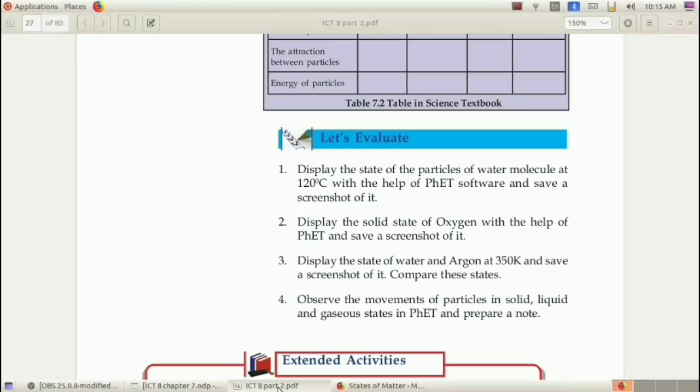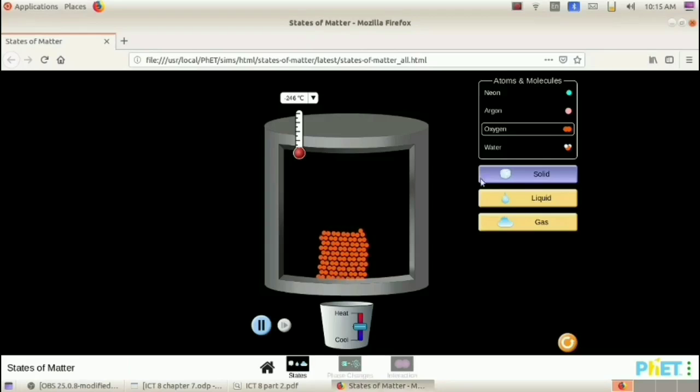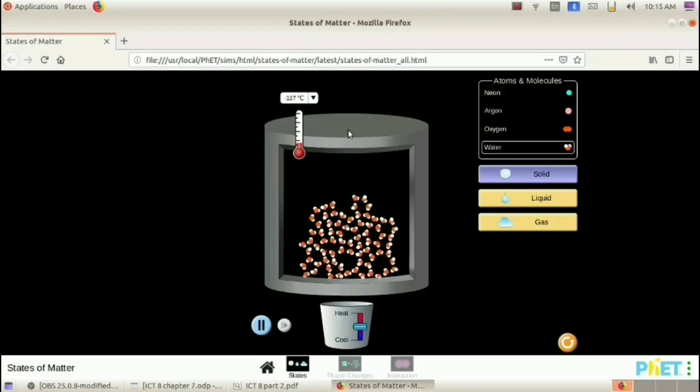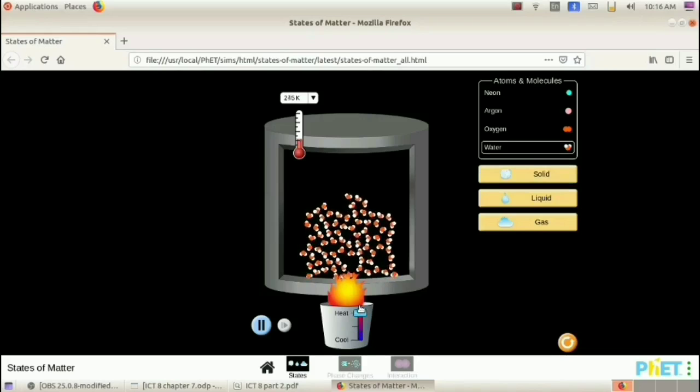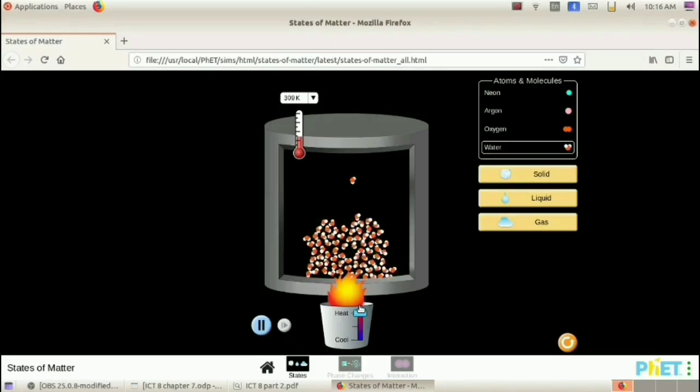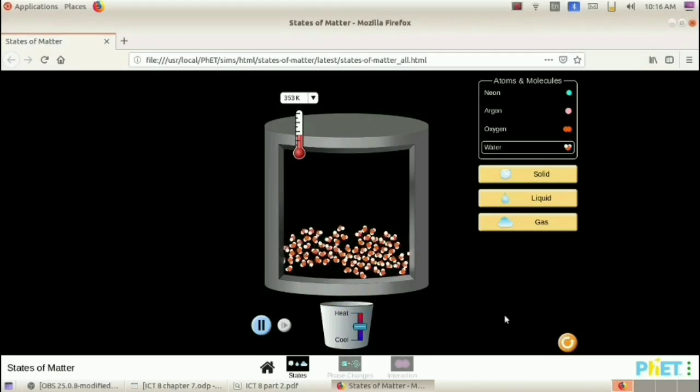Now let's move on to our third question, that is display the state of water and argon at 350 Kelvin and save a screenshot of it and compare these states. So we have to select both water and argon at 350 Kelvin. First we will select water, then the temperature unit we have to change to Kelvin. We need 350 Kelvin. So we can increase the temperature. Okay, so this is water at 350 Kelvin.